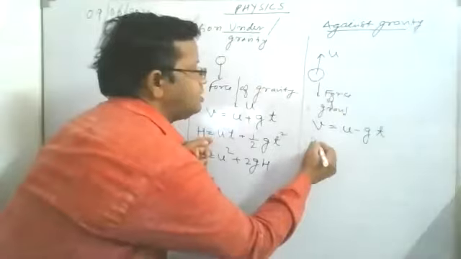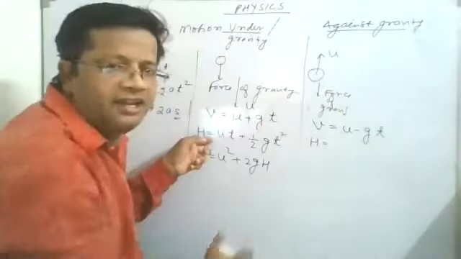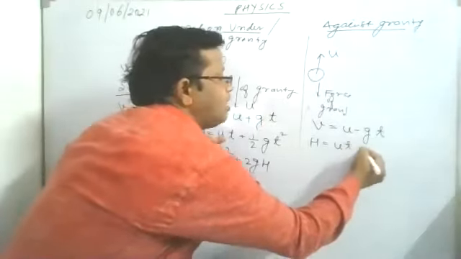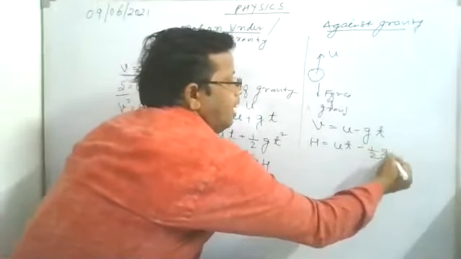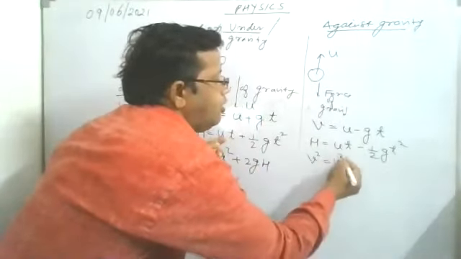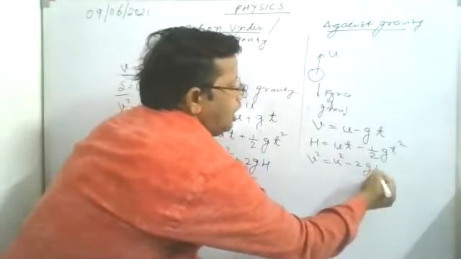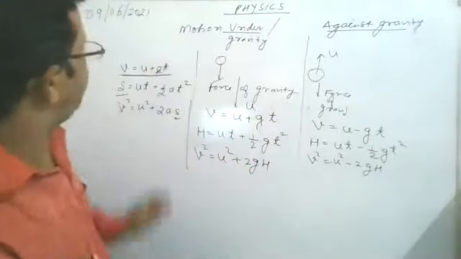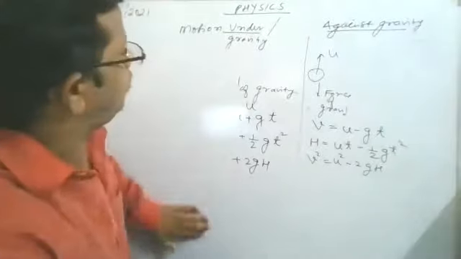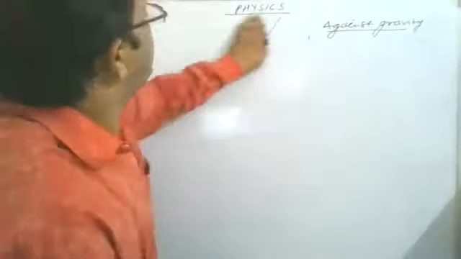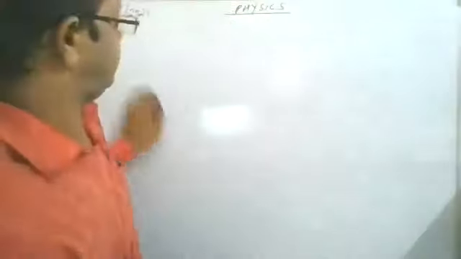Second equation, distance, that is vertical height: h is equal to ut minus half gt square. And the third equation is modified to v square is equal to u square minus 2gh. Now let us solve some questions based on motion under gravity and motion against gravity.